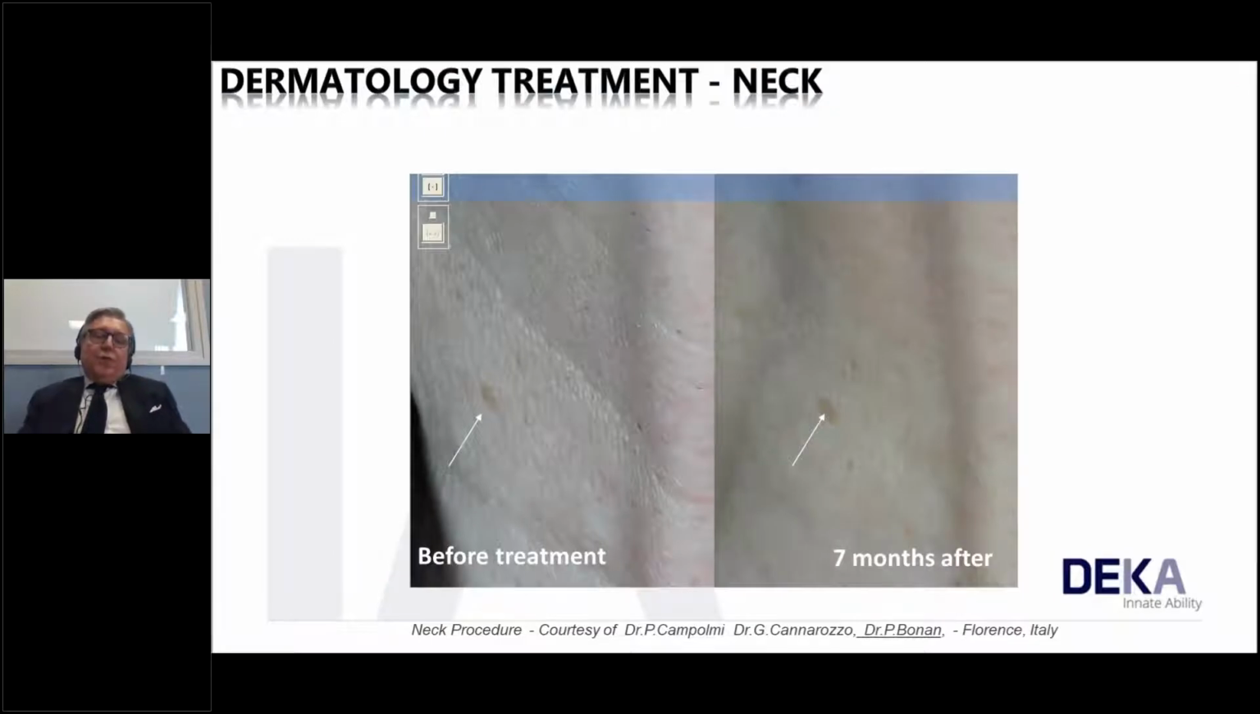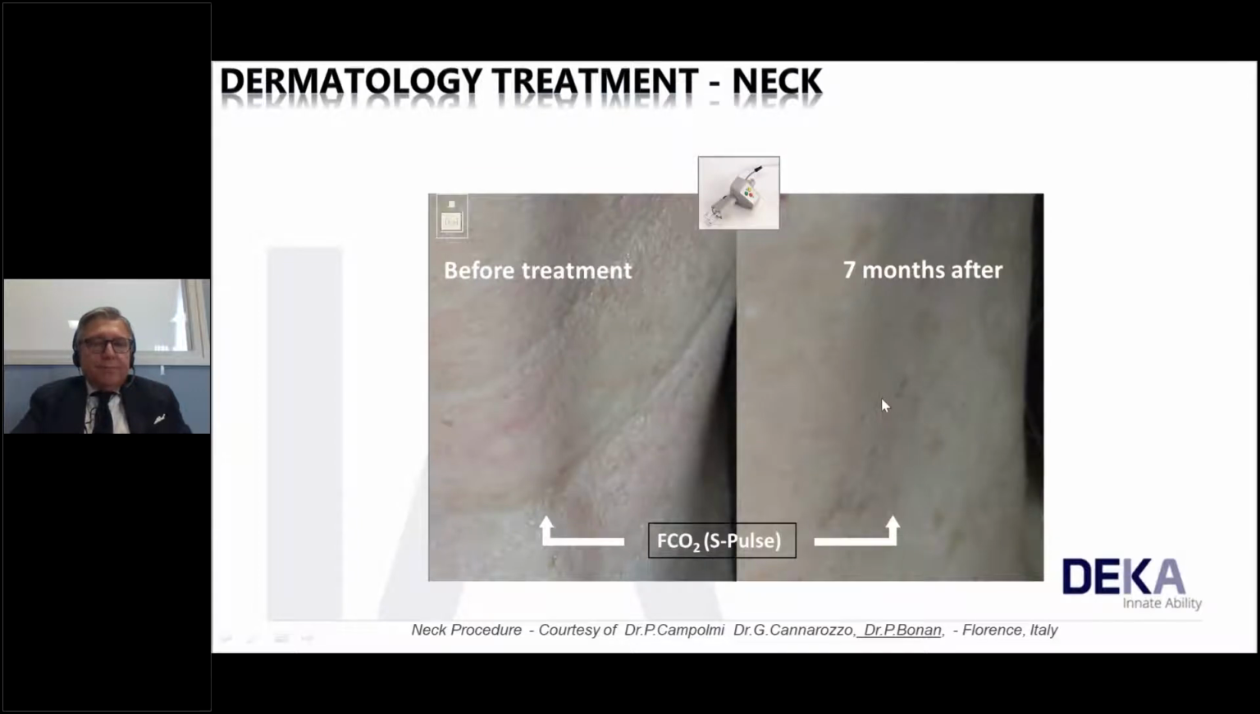Going back, not to the cooling, the so-called cool peel, but to the fractional, by using the DP mode in 90% of the cases, we can get a tightening of the skin, a very firming effect, even in the neck, a very delicate area. You see the seborrheic keratosis indicates that we are at the same point, 7 months out from the treatment, completely restoring the skin.